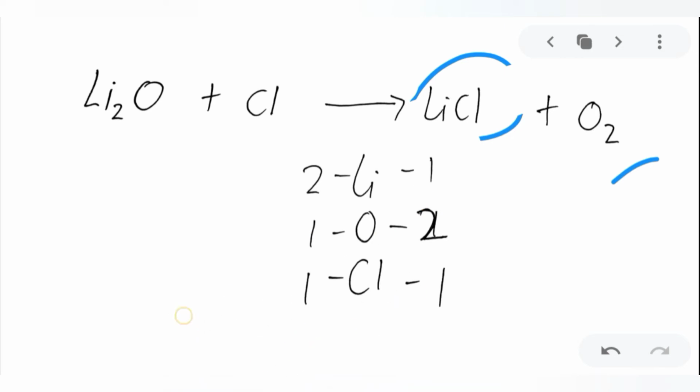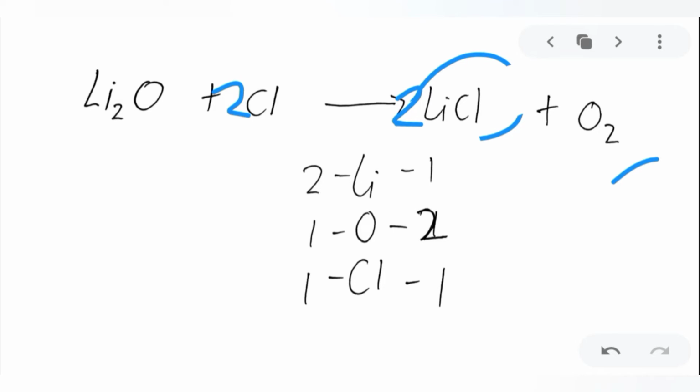For lithium, on the reactant side, we have 2 pieces of that. For oxygen, 1 piece of that. And then for chlorine, 1 piece of that. On the product side, we have 1 piece of lithium. And then for chlorine, we have 1 piece of that. And for oxygen, 2 pieces of that. So as you can see, this is not a balanced equation. So we have to balance this by putting, let us say, 2 here. Okay. And then 2 here, since you will add that.